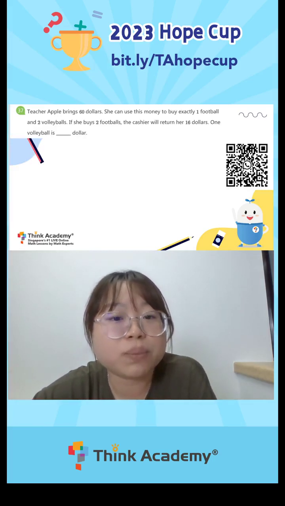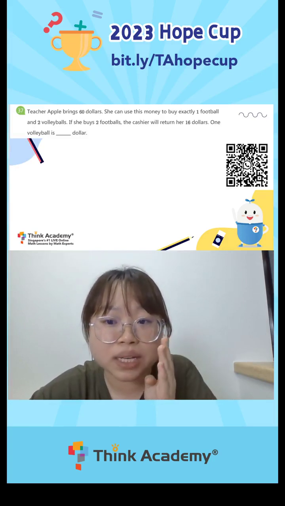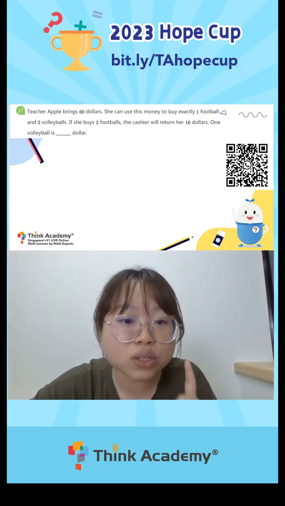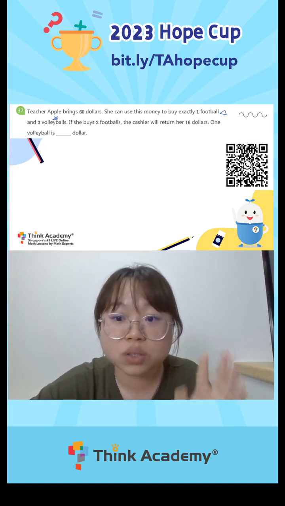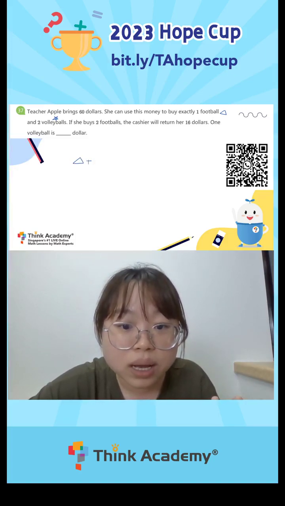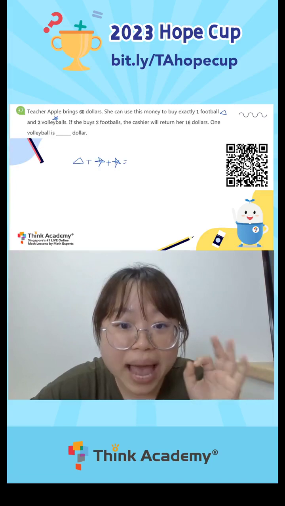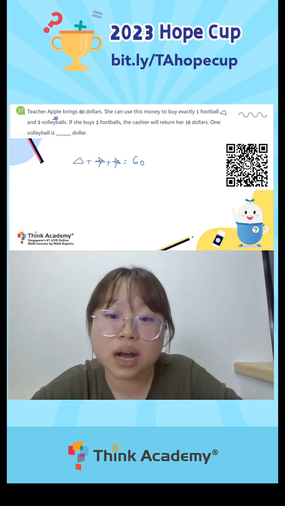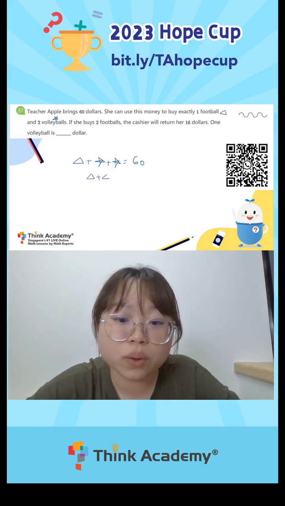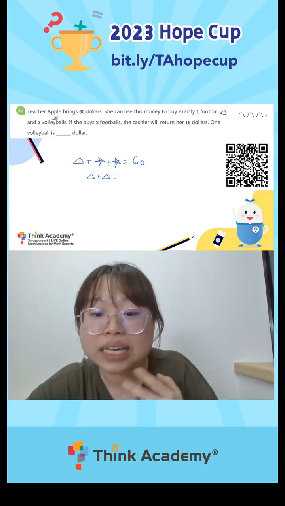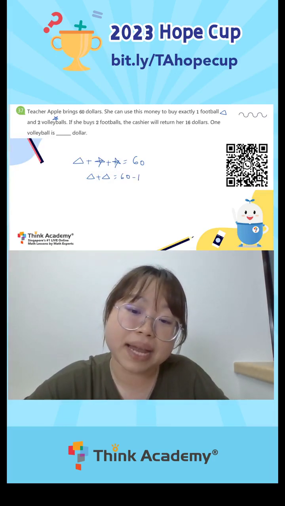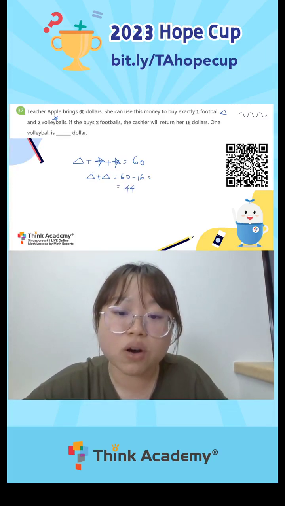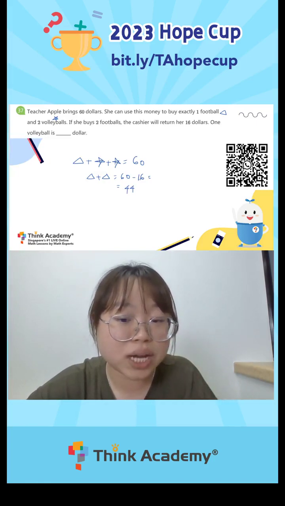Let's say teacher April brings $60, okay? She can use this money to buy exactly one football. Let's say I use a triangle to represent football and two volleyballs, a star to represent volleyballs. So the equation now will become one football plus two volleyballs equals exactly $60, right? Then, if she buys two footballs, that means how many triangles are there? Two footballs. The cashier will return her $16. So there must be 60 minus 16, which is 44.